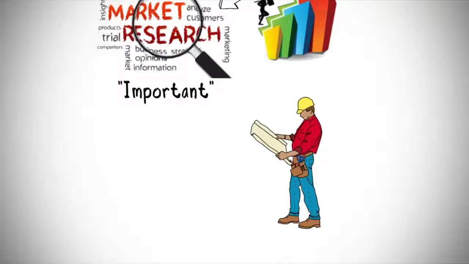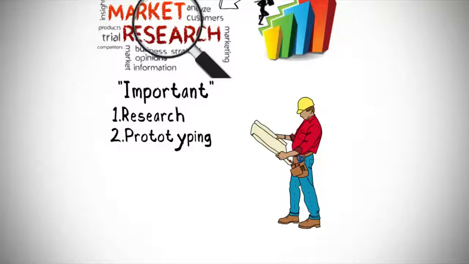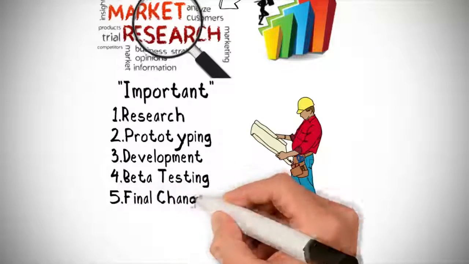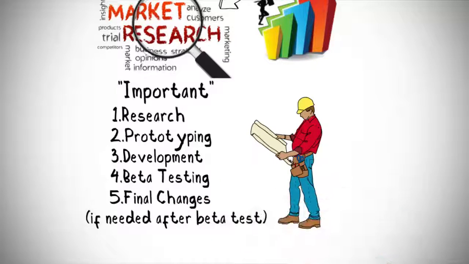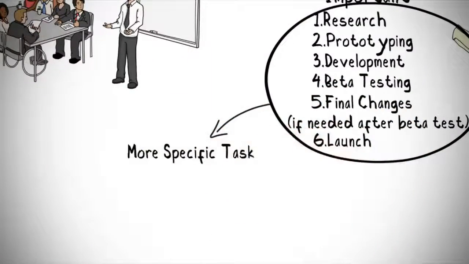Prepare the plan with project stages, but don't go too much into the details. It could look like this. 1. Research. 2. Prototyping. 3. Development. 4. Beta testing. 5. Final changes, if needed after the beta test. 6. Launch. This is a very rough draft, but in big steps, this is how my game development plan looked like. Then each of these sections can be broken down into more specific tasks.